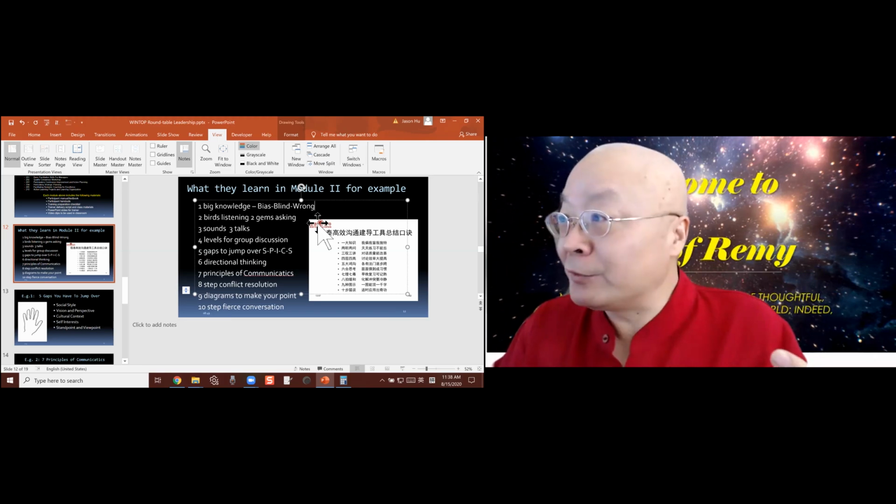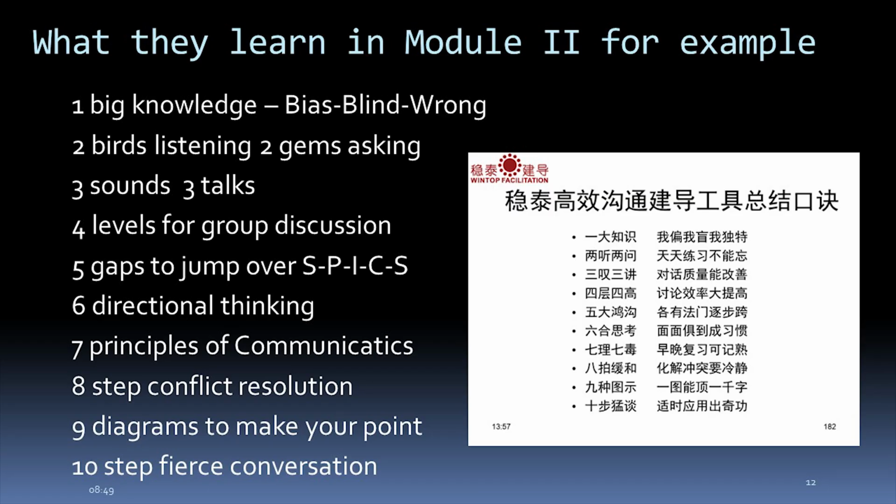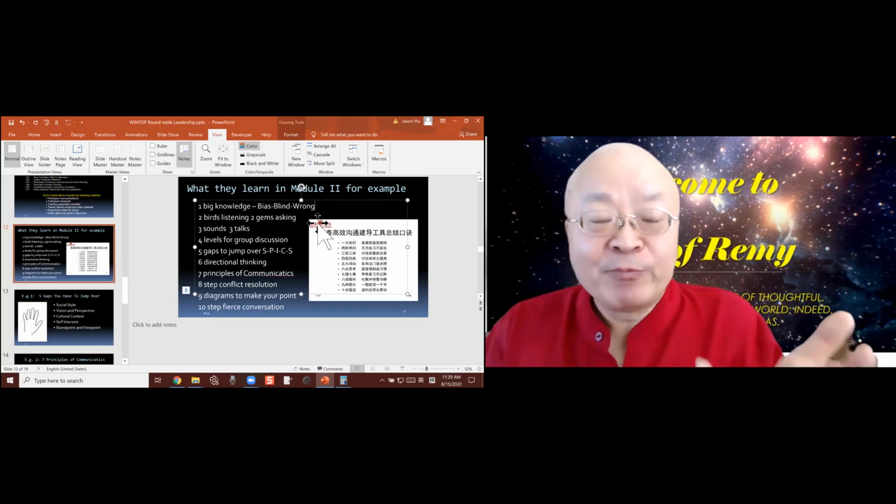Now, three also has two elements: three sounds and three talks. Okay, three sounds. What are the three sounds? We teach them in the classroom. The first sound is oh, the second one is oh, and the third one is aha. So we have everybody practice this.